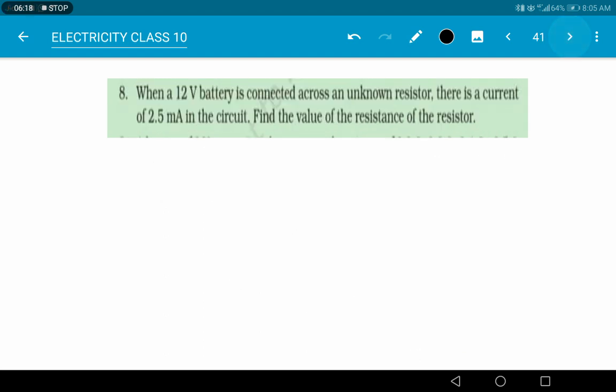Right, next one. When a 12 volt battery is connected across an unknown resistor, there is a current of 2.5 milliampere. Find the resistance of the resistor. So V is given as 12 volt, current I is given as 2.5 milliampere, nothing but 2.5 into 10 power of minus 3 ampere.